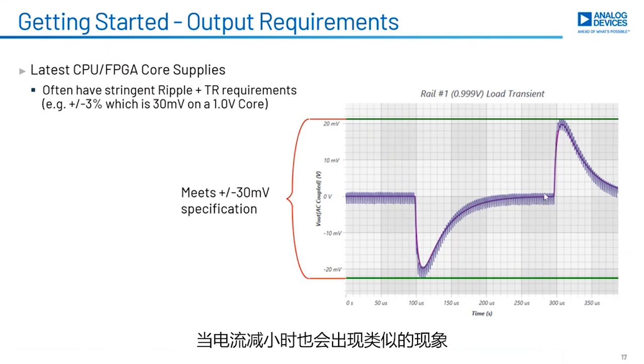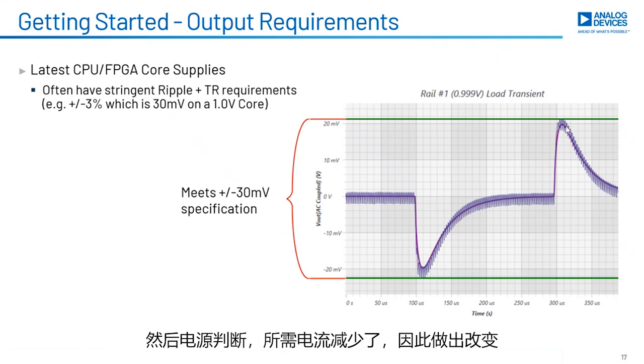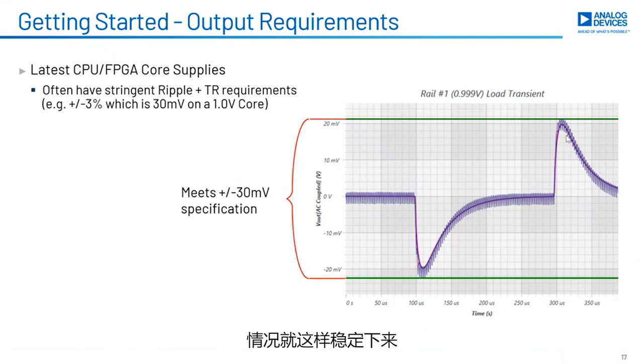And there's a similar behavior when the current steps down. So we were running along at the beginning, maybe a couple amps. Here the current steps up to 5 amps, let's say. So there's this response. And then at this point over here, the current goes back down to that lower nominal level. And when that happens, the voltage will start to rise. And then the power supply says, oh, there's less current required, and makes changes so things settle down.